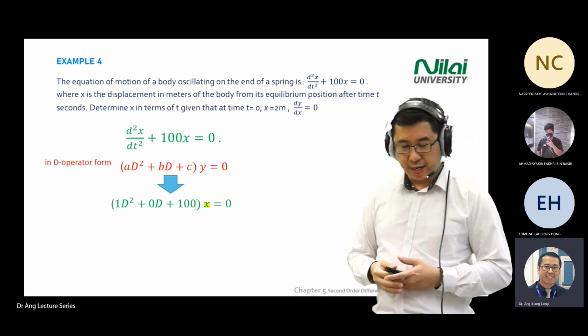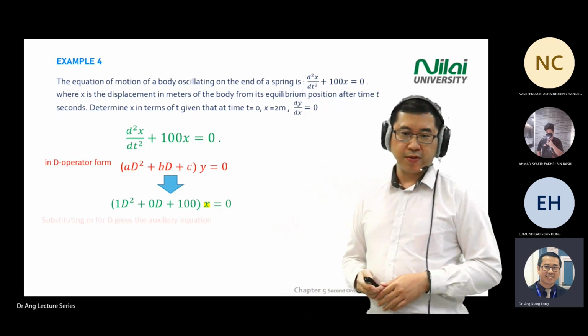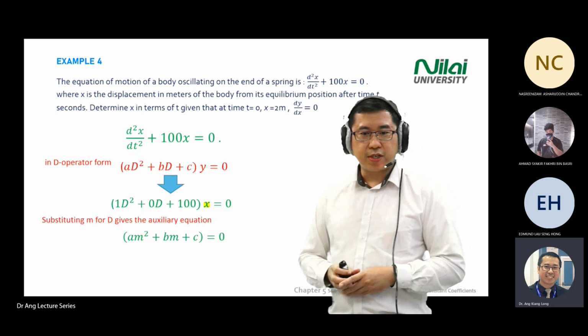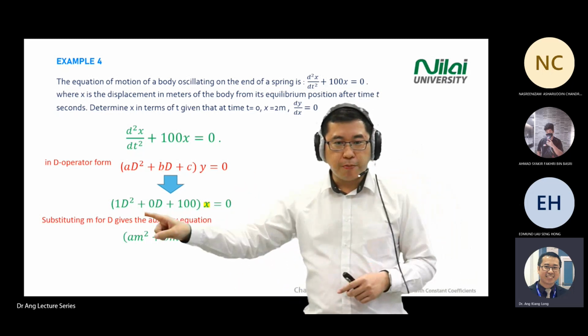The pattern is there. Once you write in the D form, think of Shaquille, do the calculation. Write the quadratic equation here first. Meaning that you write the bracket first. You copy the whole bracket.